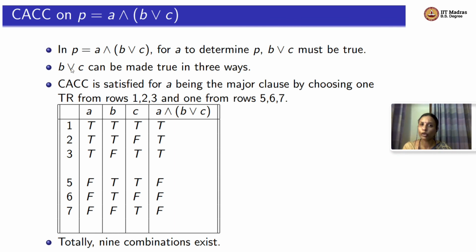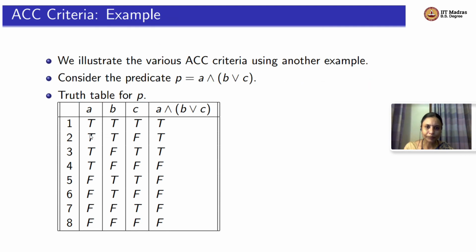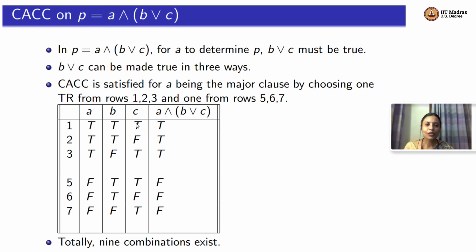Both are true. Both B and C are true. At least one of B or C can be true; the other can be false. So I take this truth table and look at rows where this is satisfied. So these are the rows. Correlated active clause coverage from the truth table, based on these two observations, can be met by these rows, right?